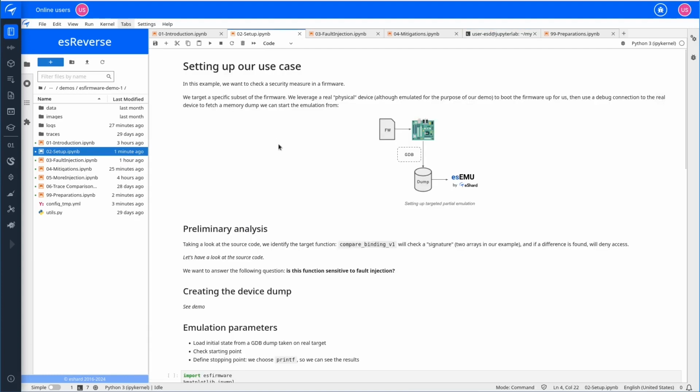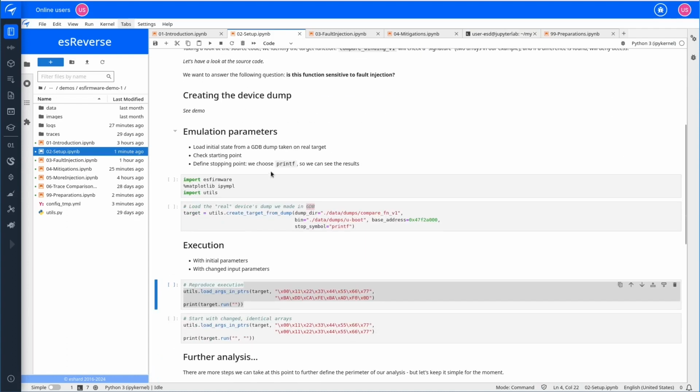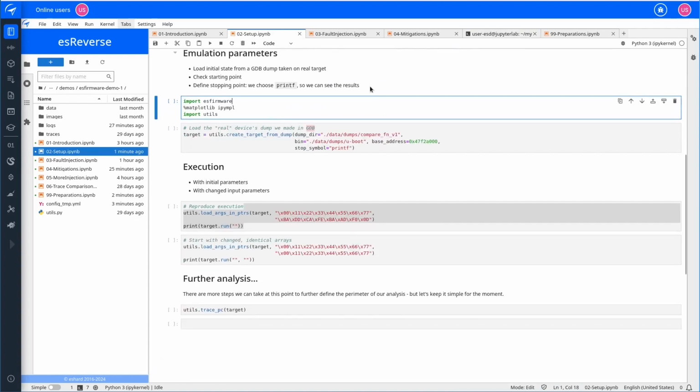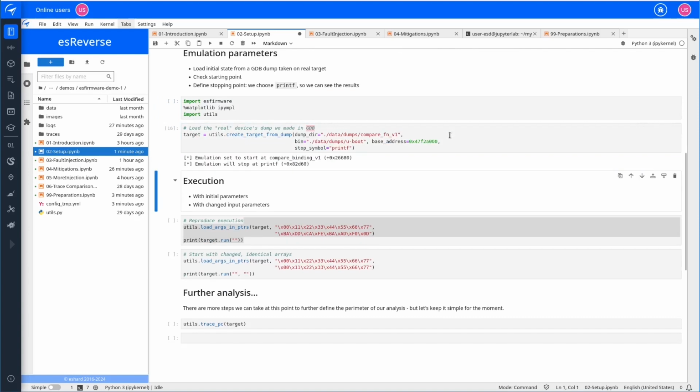So the primary interface of ES Reverse is in the form of a Python API called ES Firmware, and that's why the notebook here is a prime way to demonstrate that. And so we're going to load some form of emulation. There are multiple ways to do emulation. Here we're not going to get into too much detail. We just want to see the workflow.